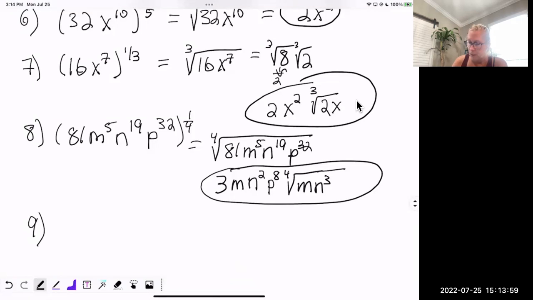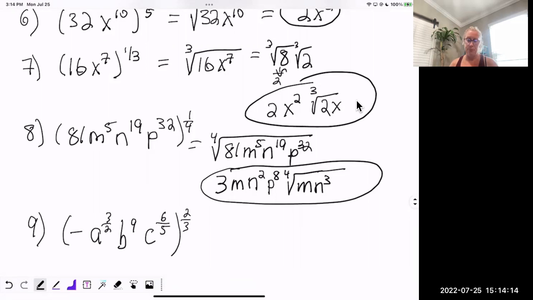Now here's a weird one. Negative a to the 3 halves, b to the 9th, c to the 6/5, all to the 2/3 power. Now this one has all fractional exponents, so this one I do differently.